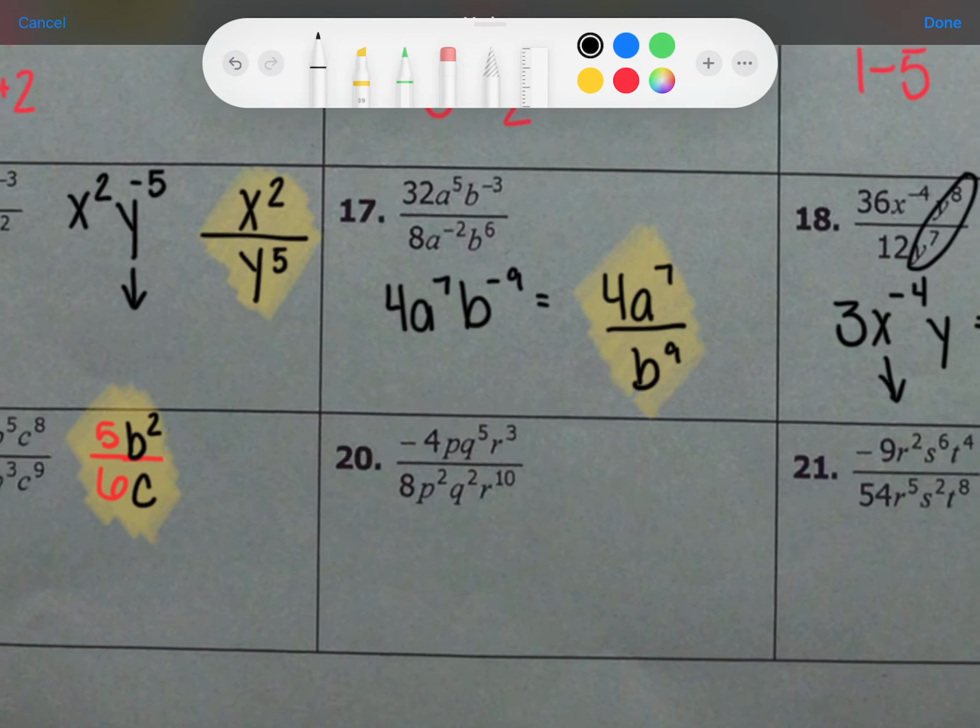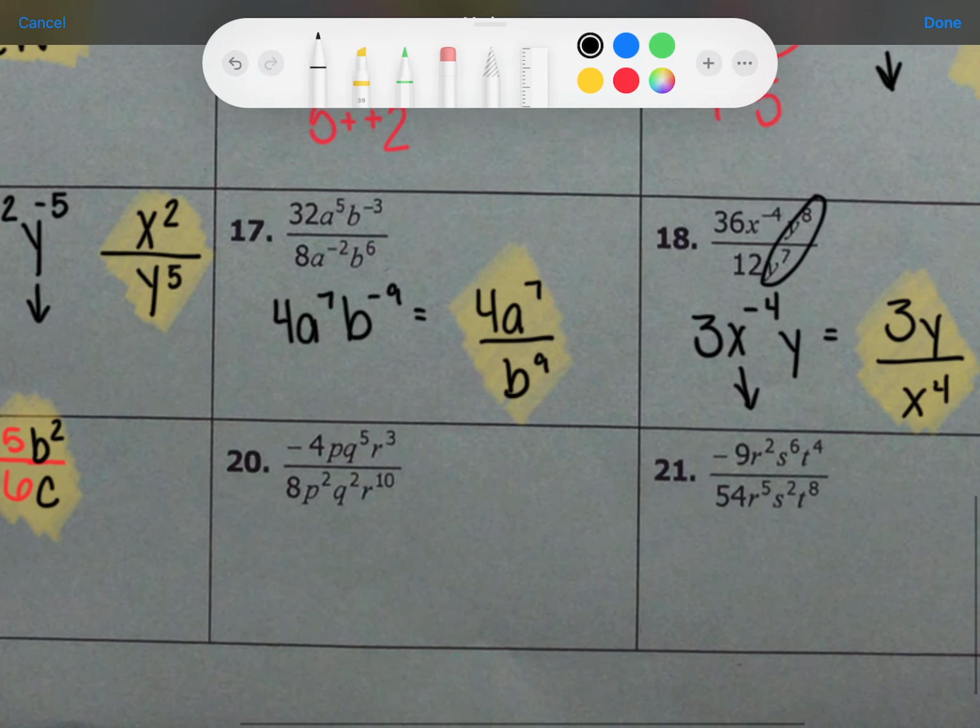Number 20. You want to divide those coefficients. Negative 4 divided by 8 is not negative 2. It is negative 1/2. So again, I'm just going to draw my little line here. So I got my negative 1/2. For my P's, I have 1 take away 2, which is negative 1. Well, you can't have negative exponents, so where does it go? To the bottom. I'm going to go ahead and move all at one time here.